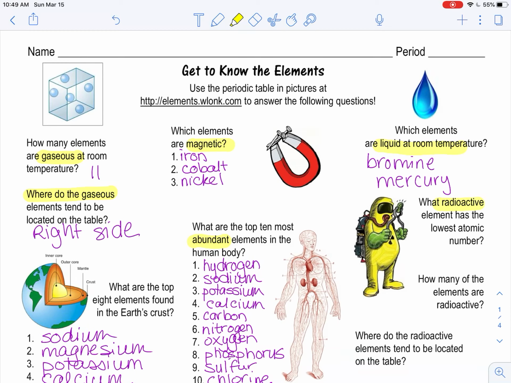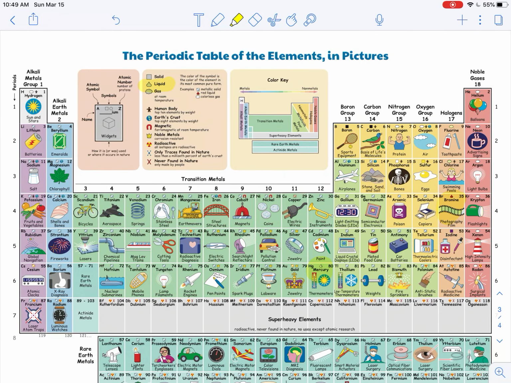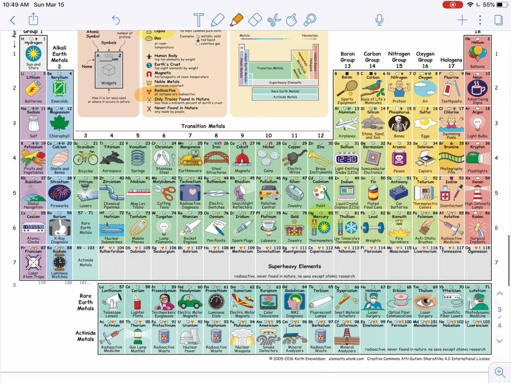Next, it wants to know which radioactive element has the lowest atomic number. Let's see. Radioactive elements have this little toxic symbol right here. And looking through, I see a lot of them down here in my actinide metals. Looks like all of my actinide metals are radioactive. I have promethium here. Oh, here's a couple more. Polonium, astatine, and radon. Francium and radium. All of my super heavy ones, it looks like.